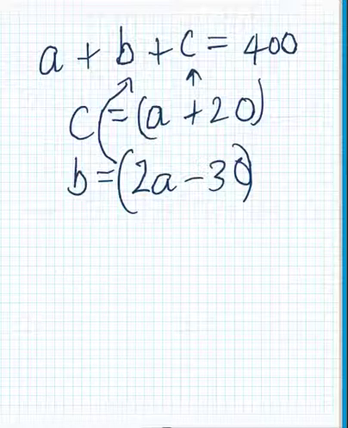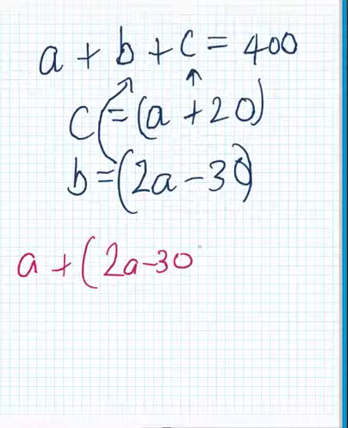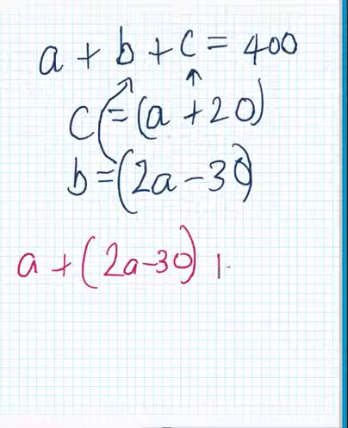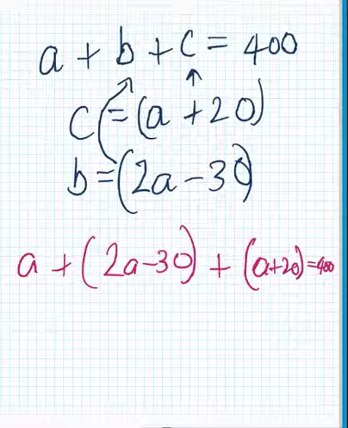Let's have a look. A plus B is 2A minus 30. You should substitute with brackets. We'll do that in case. Plus C is A plus 20. And this all equals a total of $400. Okay, and what you're going to do now is simply simplify. The brackets don't have to be there for this question, so we can rub them off.